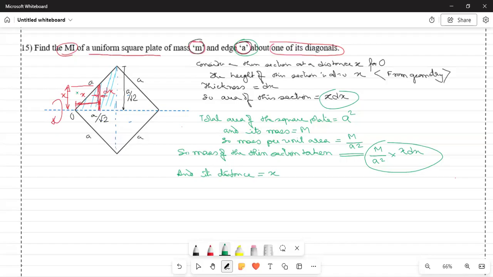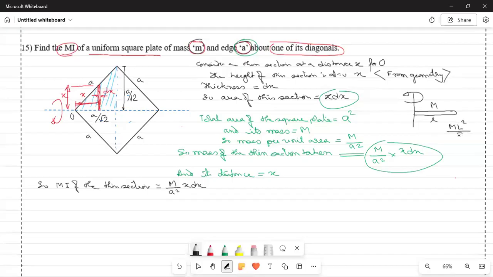Now, therefore, the moment of inertia of the thin section is equal to, its mass is m upon a square x dx. And, by the way, you remember the moment of inertia of any thin rod of length L and mass m around the axis passing through its edge is given by ml square by 3. This basic moment of inertia calculation you need to remember, ml square by 3.